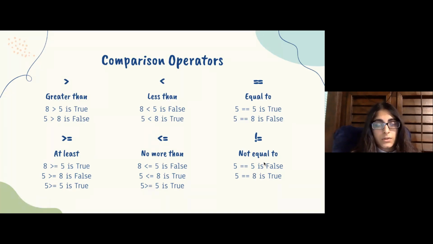5 is not equal to, I made a mistake in typing here. Pretend this looks like this, with the exclamation point and an equal sign. 5 is not equal to 5 is false, but 5 is not equal to 8 is true. And please stop me if you have any questions at any time, and if I'm going a little fast.